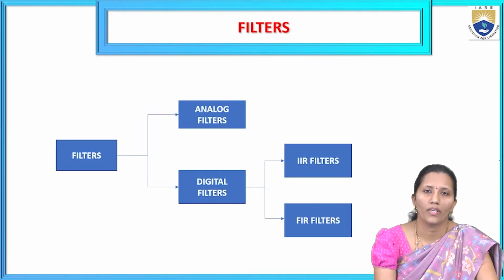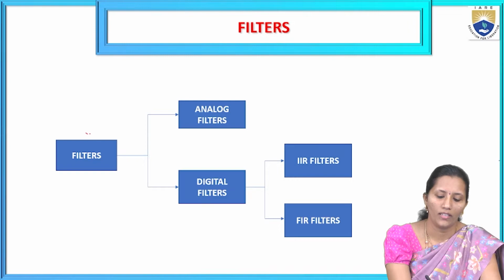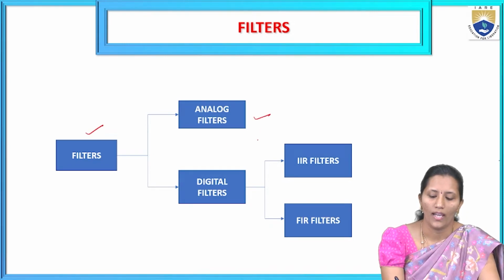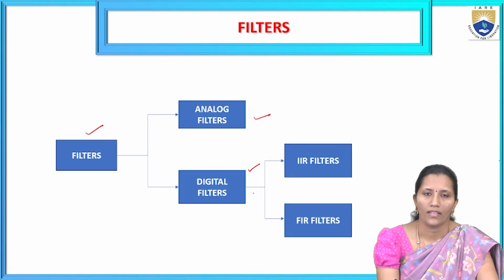Before going to discuss the IIR filters, first we have to know what is a filter and what are the types of filters, and why we are going to study the IIR filter. The filters are of two types, analog filters and digital filters. We will discuss in detail what is an analog filter and what is a digital filter. The digital filter is again of two types, IIR filter and FIR filter. IIR full form is infinite impulse response filter, whereas FIR filter is finite impulse response filter.